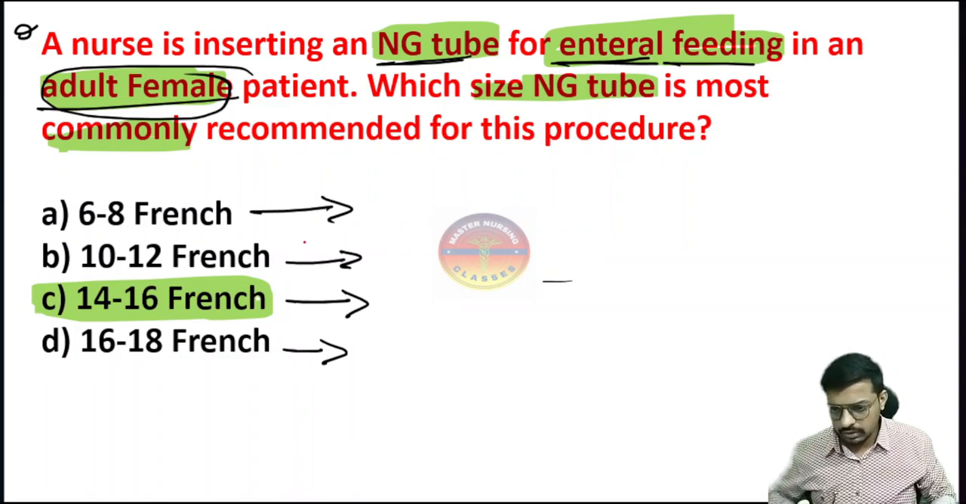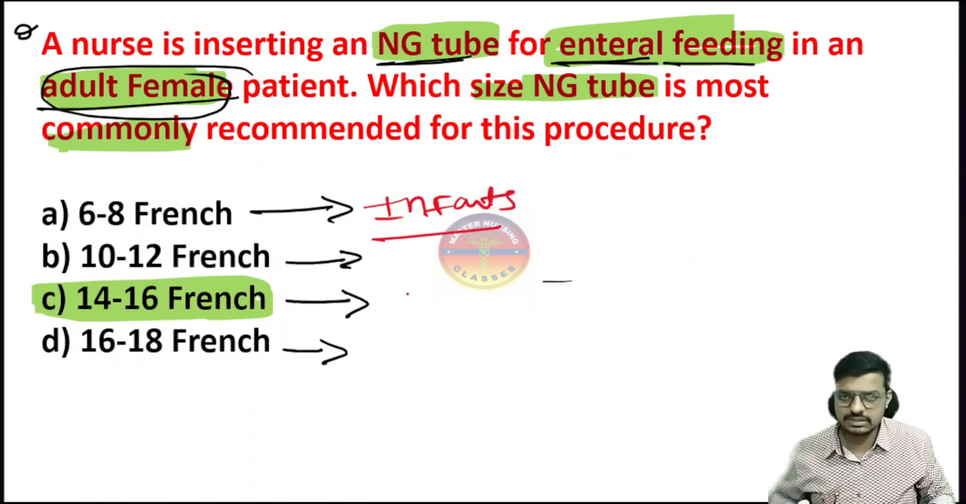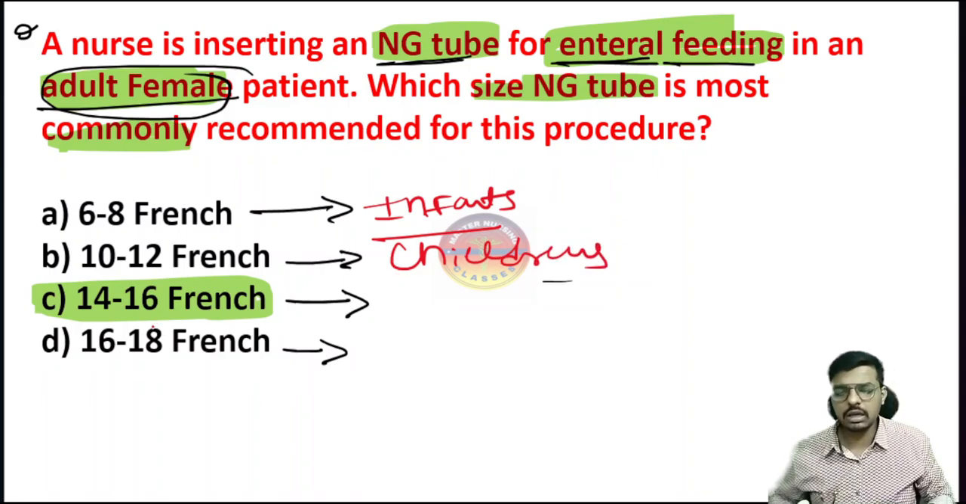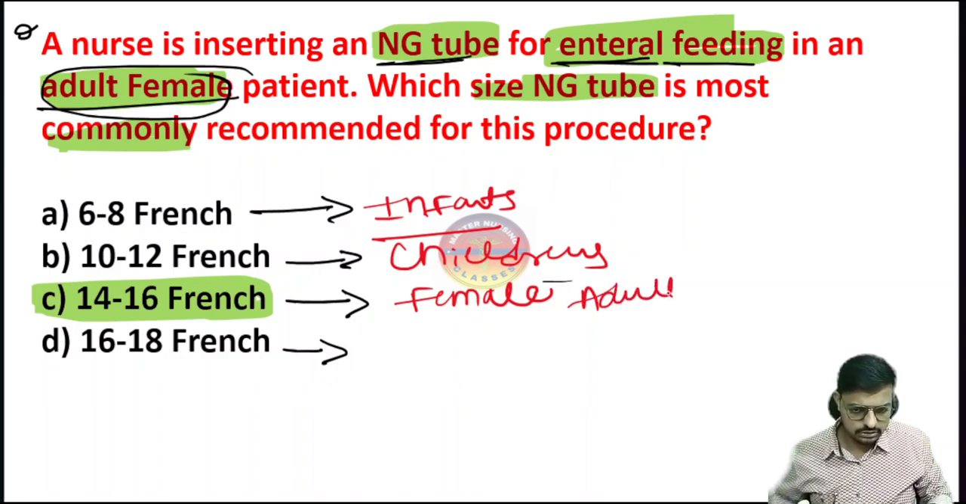Okay, so where do we have to use the 6 to 8 French NG tube? For the infants, the best is the 6 to 8 French. Then 10 to 12 French is the best for the children. Then 14 to 16 French is the best for the female patient, that is, the adult female patient, right?